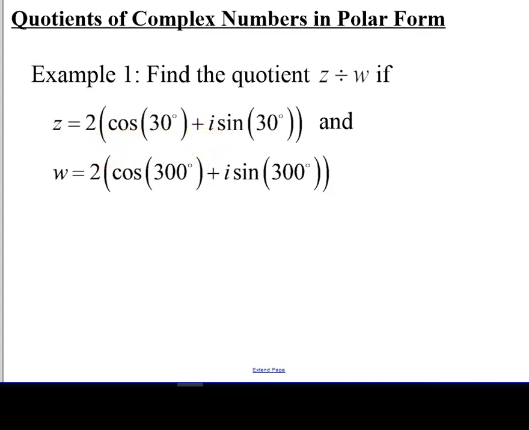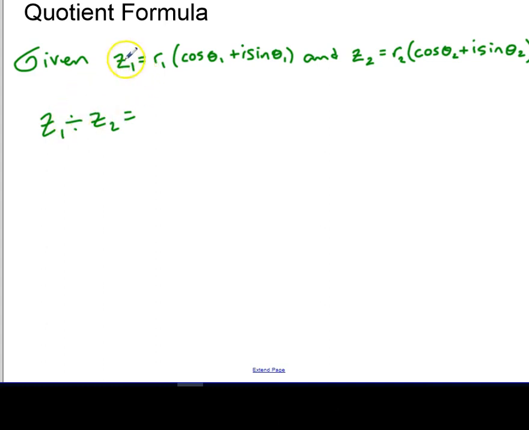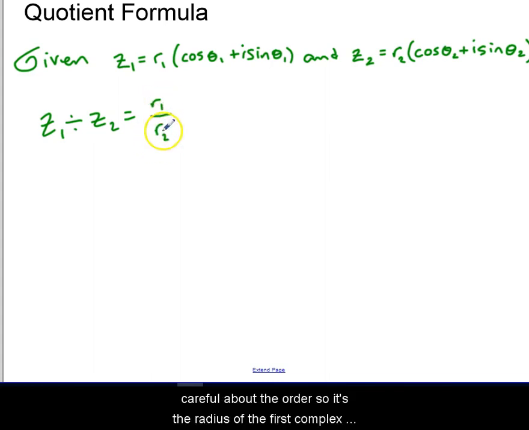As you might imagine, the formula for finding the quotient of z1 divided by z2 is a lot like the formula for the product. Instead of multiplying the r values, we're going to divide them. Because division is not commutative, we have to be careful about the order. So it's the radius of the first complex number divided by the second. And just like we added the angles when we found the product, we're going to subtract the angles.